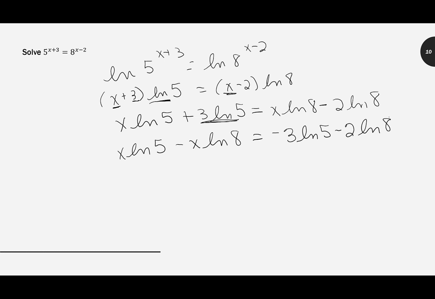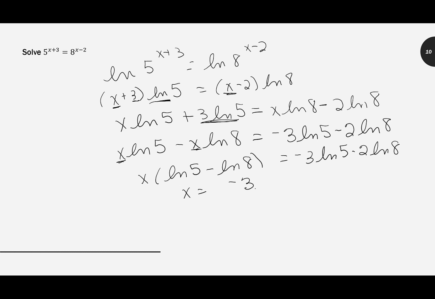The big key to solving this one is to factor out this x. I have x in both terms. I'm going to take it out. That gives me the natural log of 5 minus the natural log of 8. Then I have negative 3 natural log of 5 minus 2 natural log of 8. Last step, x is equal to negative 3 natural log of 5 minus 2 natural log of 8 over natural log of 5 minus the natural log of 8.